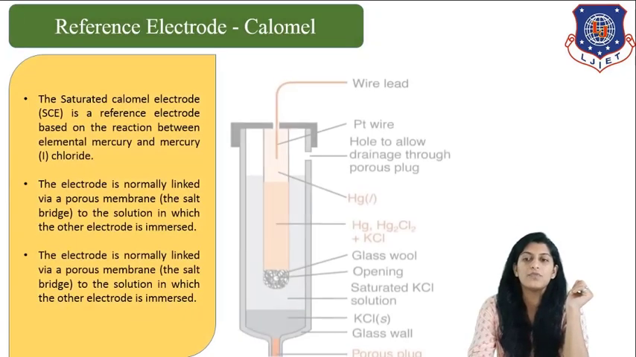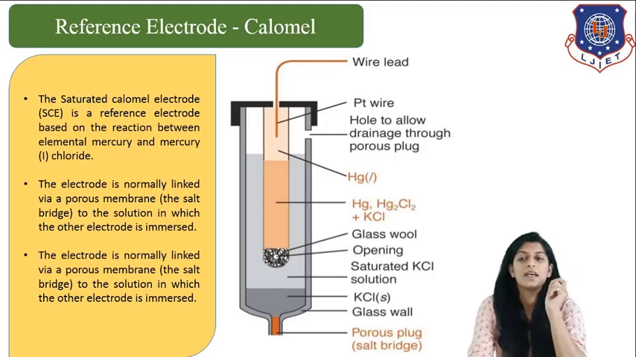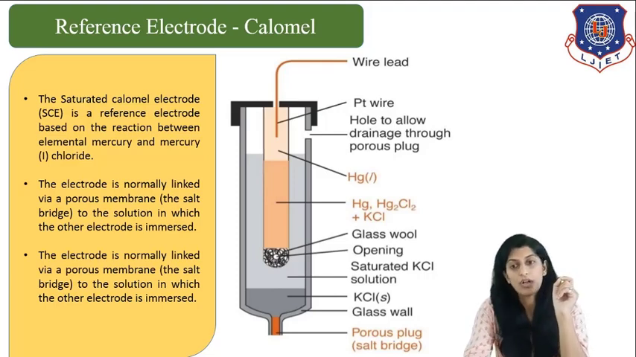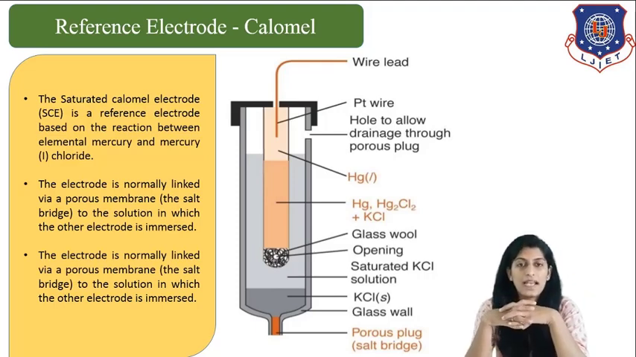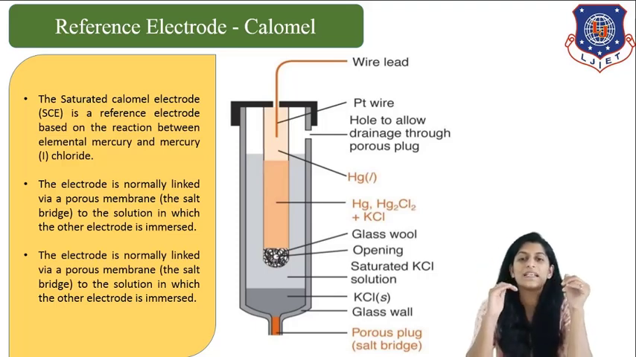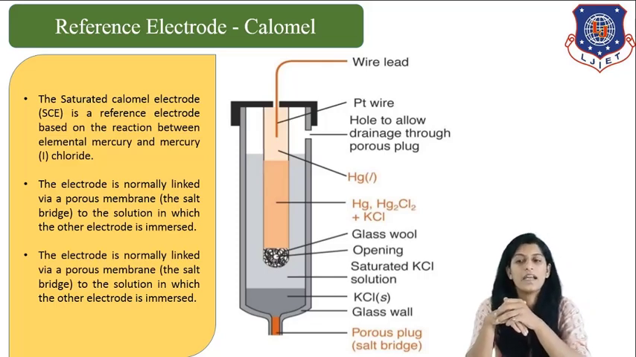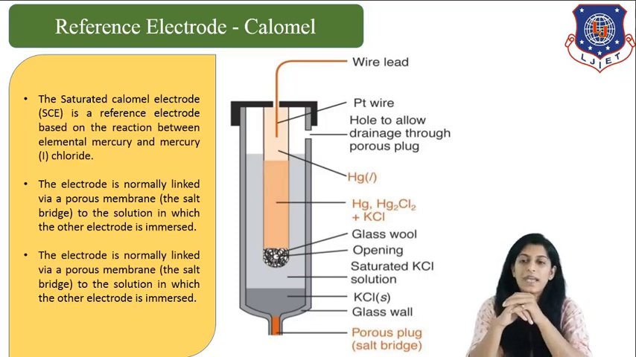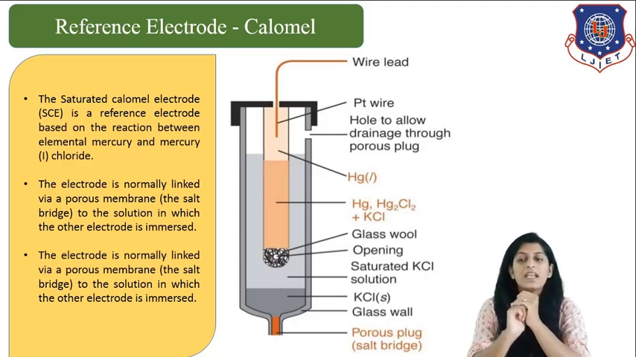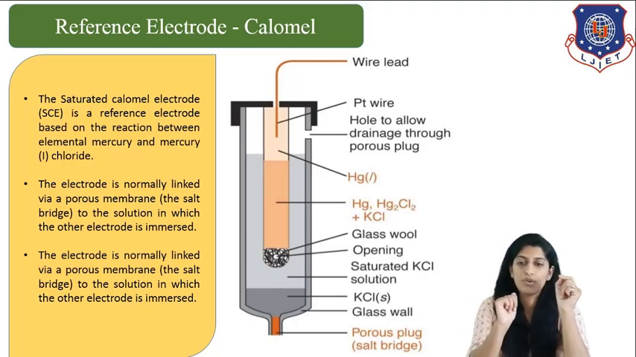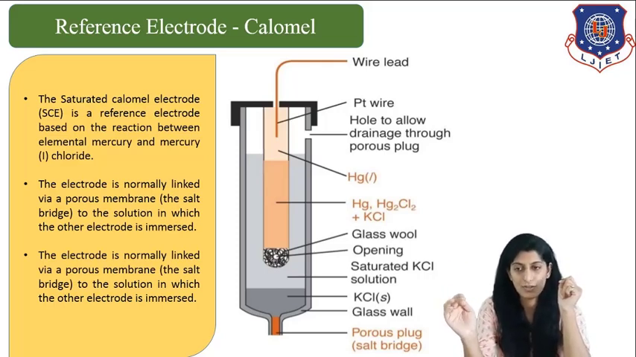The next equipment which is used is the reference electrode, which is also known as the calomel electrode. The calomel electrode is also known as the saturated calomel electrode, which we also write in short form as SCE. This is basically a reference electrode which is based on the reaction between mercury and mercury chloride, as you can see in this picture also.